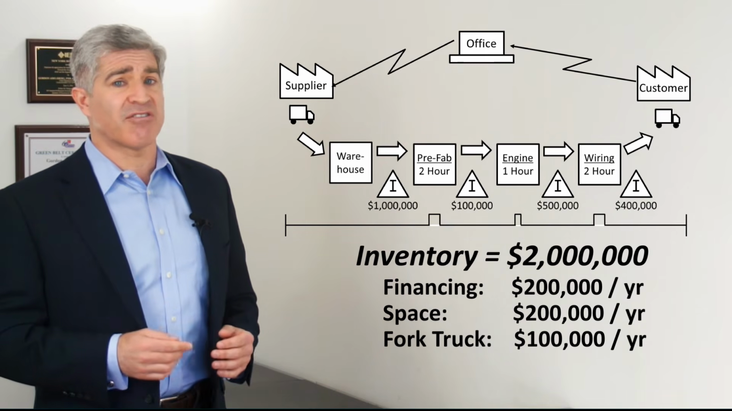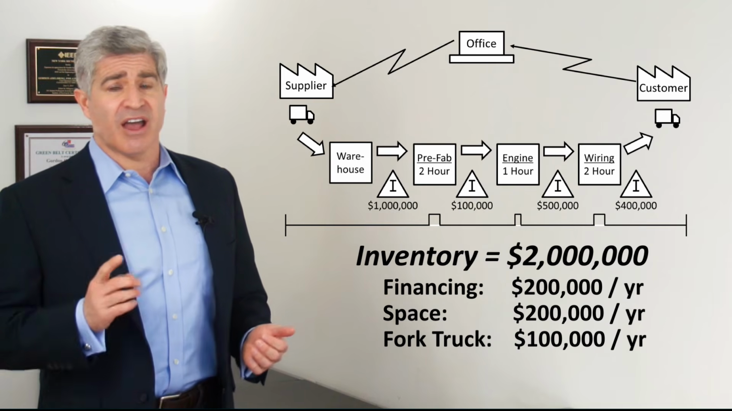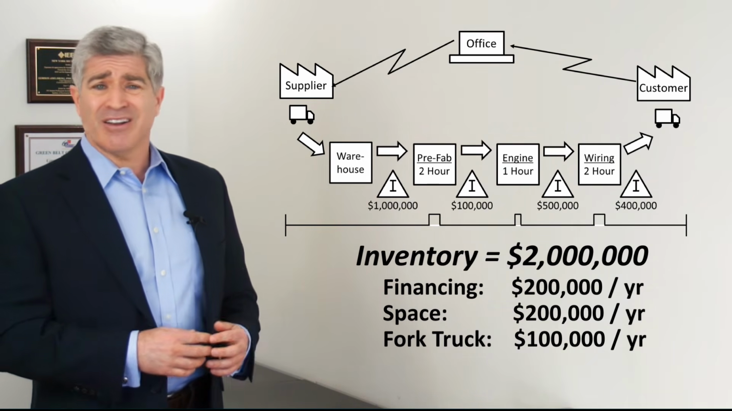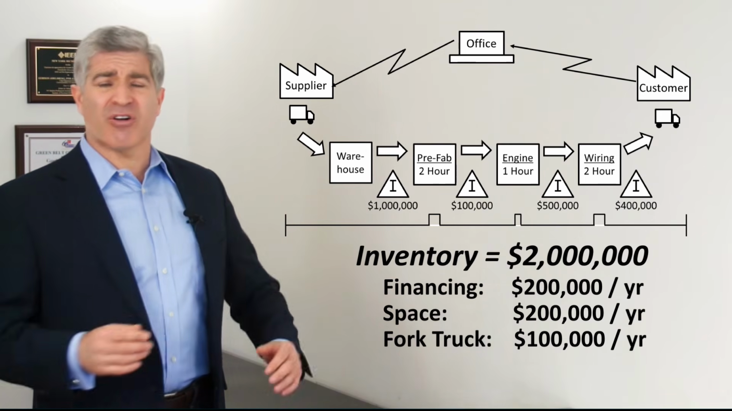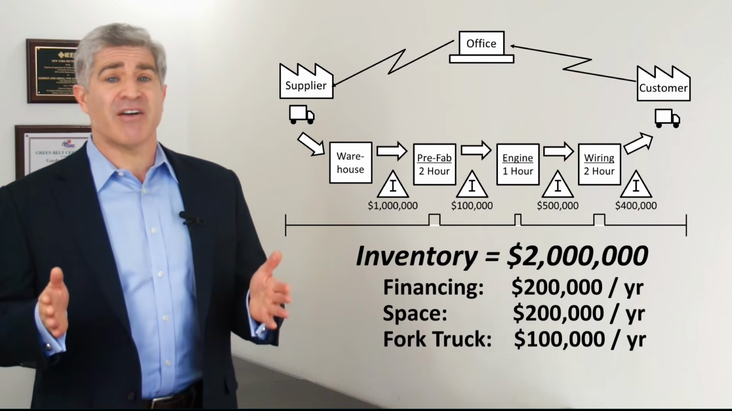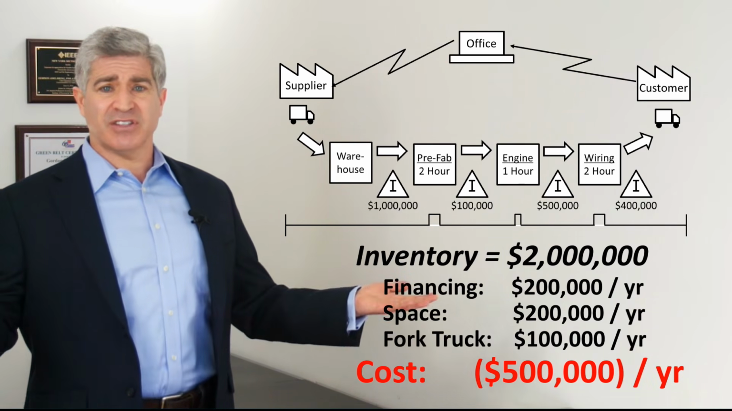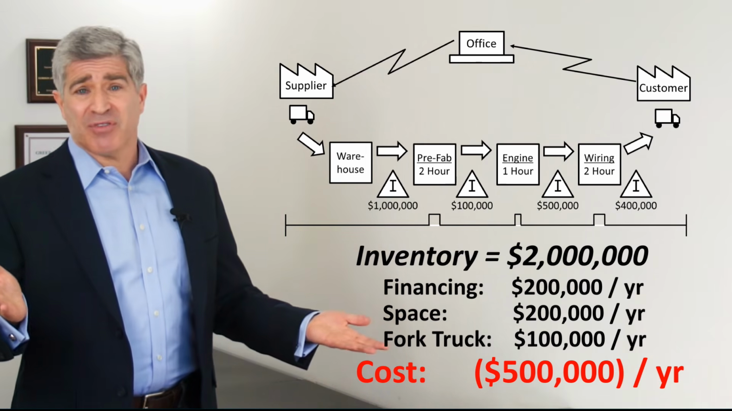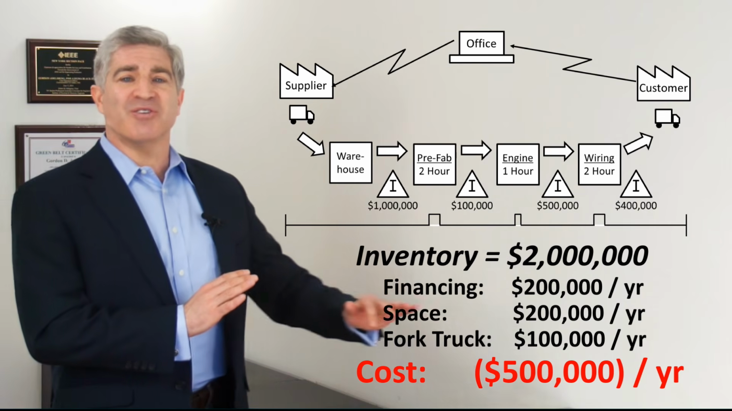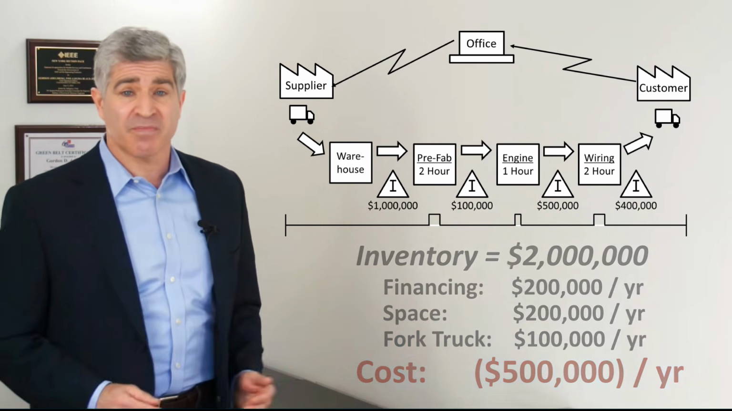Floor space in your factory, in your warehouse, that ain't cheap. Moving it around costs a lot of money too. Every fork truck costs you $100,000 per year. Now if we look at all this inventory, we can say we have $2 million tied up, but it's costing us 500 grand a year just to have this stuff. Well, there's all your profits. $500,000, to me that's still a lot of money. With a value stream map, you can see where all your profits are going, why you're not making money.